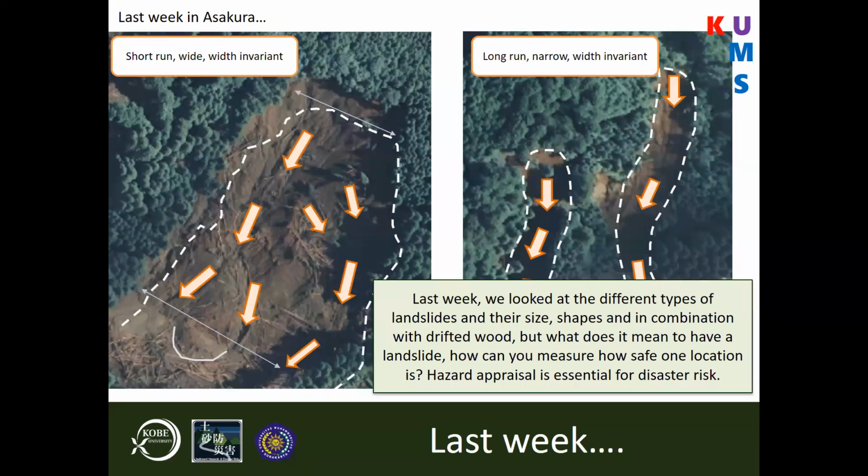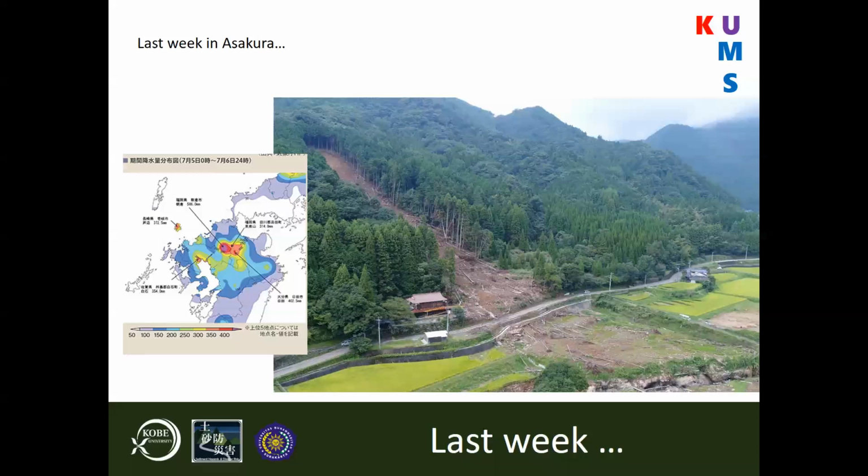So what did we see last week? So last week I talked to you about Asakura, and we talked about different types of landslides, different types of mass movement. And we explained that depending on the size, the shape, the position of the landslide, and the amount of trees on top, so what is on the slope, you're going to have different types of hazards, different types of impact downstream. And we were talking at that time about the Asakura. We used mostly the Asakura example, if not only the Asakura example, to look at those different landslides and those different trees related, we call it wood debris, or drifted wood that can enter the system.